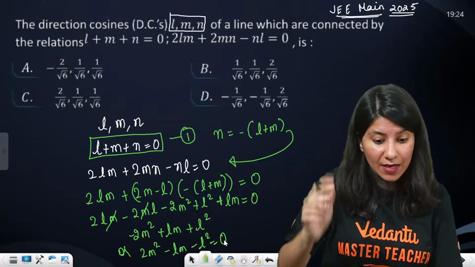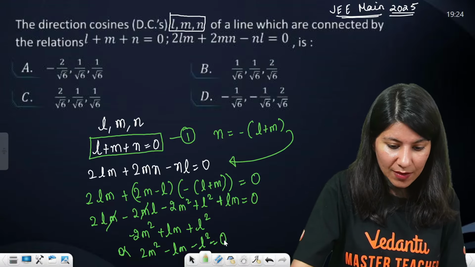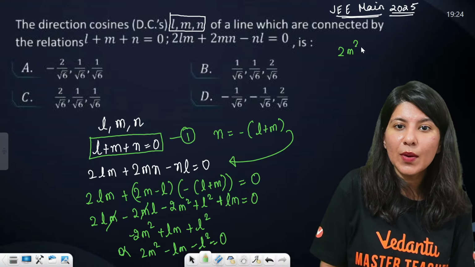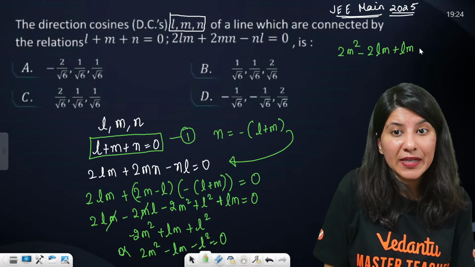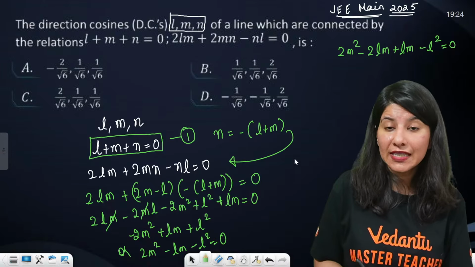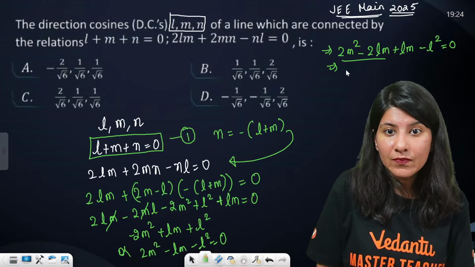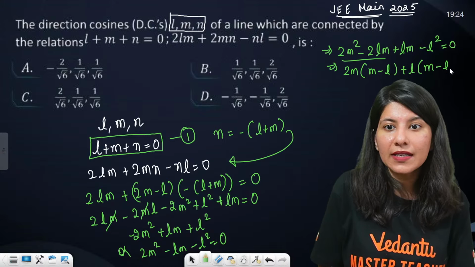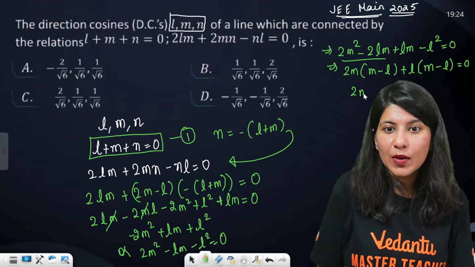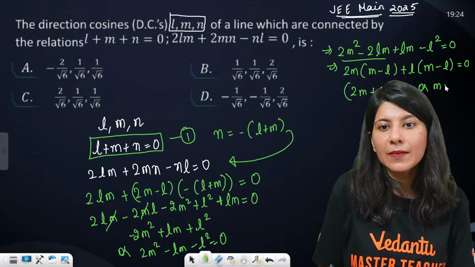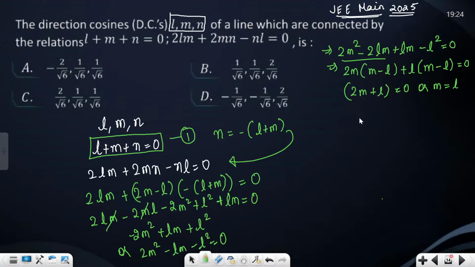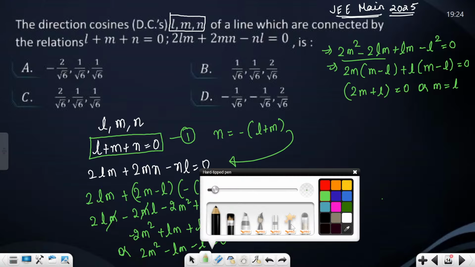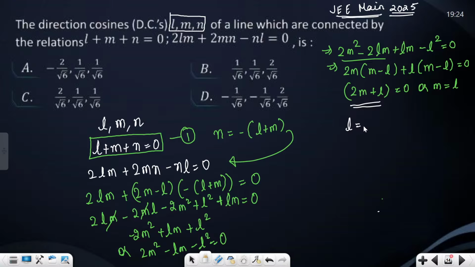Correct? Now this thing can be factorized. This is 2M square minus 2LM plus LM, splitting the middle term, minus L square. Take 2M common from M minus L, then plus L common, M minus L equals 0. So this is going to give you 2M plus L equals 0 or M equals L. Now you have got two relations: L is equal to minus 2M or M is equal to L.